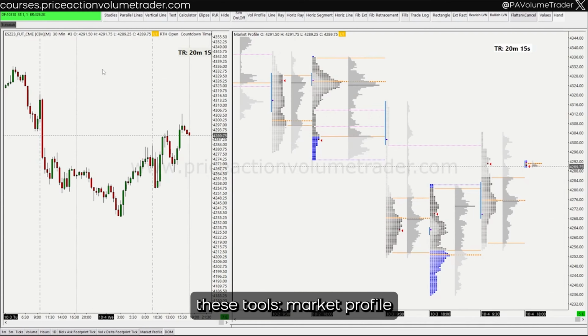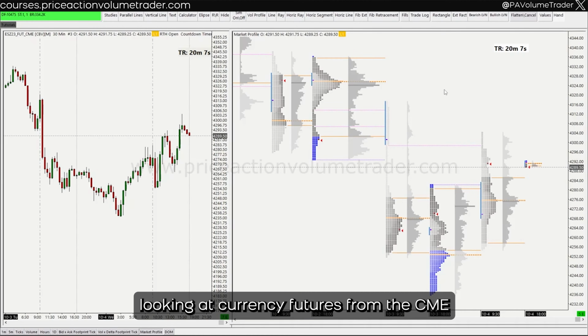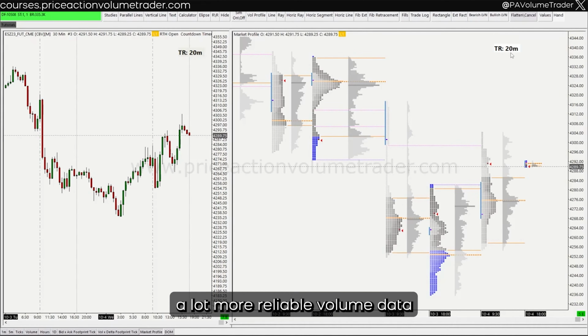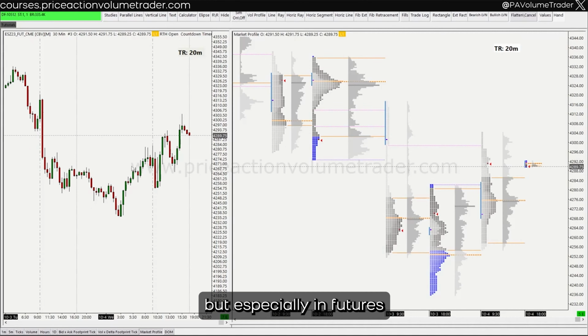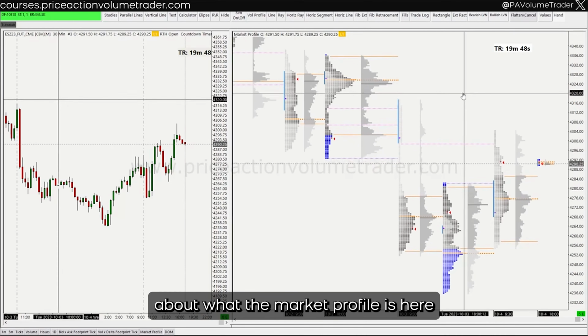These tools, market profile and volume profile, work on all markets: futures, crypto, forex. I would recommend looking at currency futures from the CME just because you're going to get a lot more reliable volume data, but especially in futures markets, these are amazing tools that I always use. So let's talk about what the market profile is here.